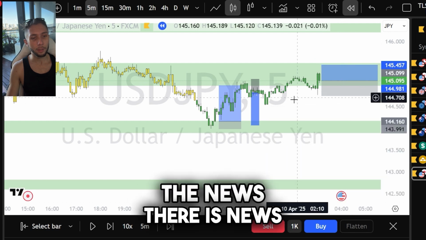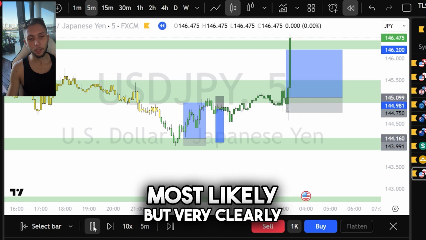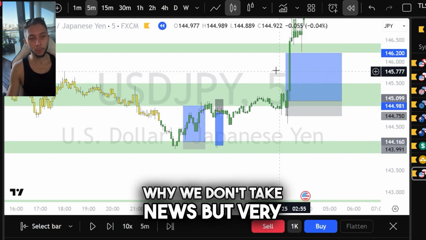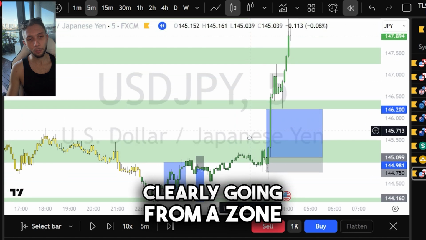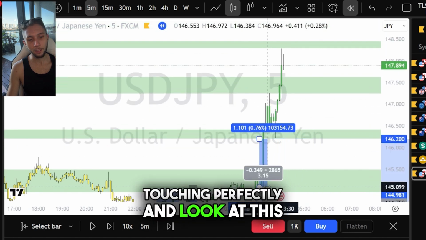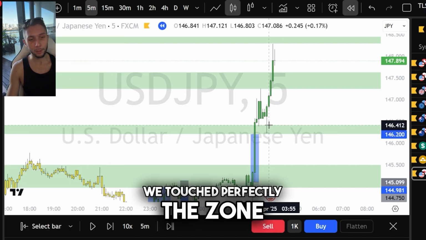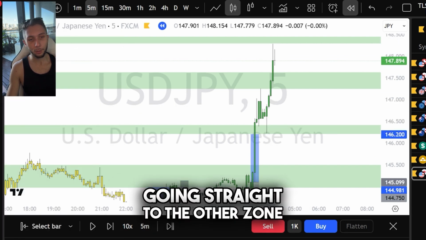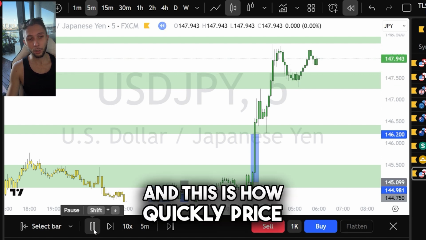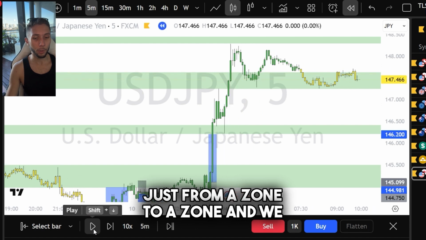Is there news? There is news. So we'll actually not take this most likely, but very clearly, see, that's why we don't take news, but very clearly going from a zone up until another zone, touching perfectly. And look at this after the news, which we didn't get, but look at this, we touched perfectly the zone, going straight to the other zone. And this is how quickly price moves. This is how perfectly price moves, just from a zone to a zone. And we just wait for the next day.